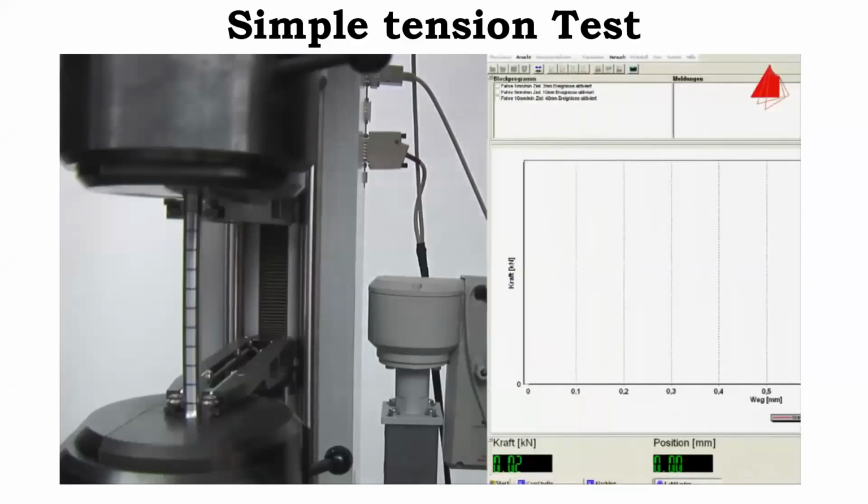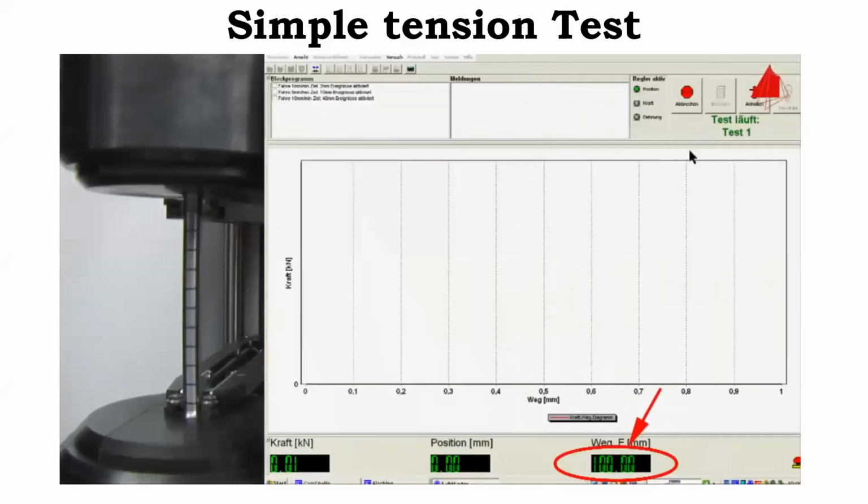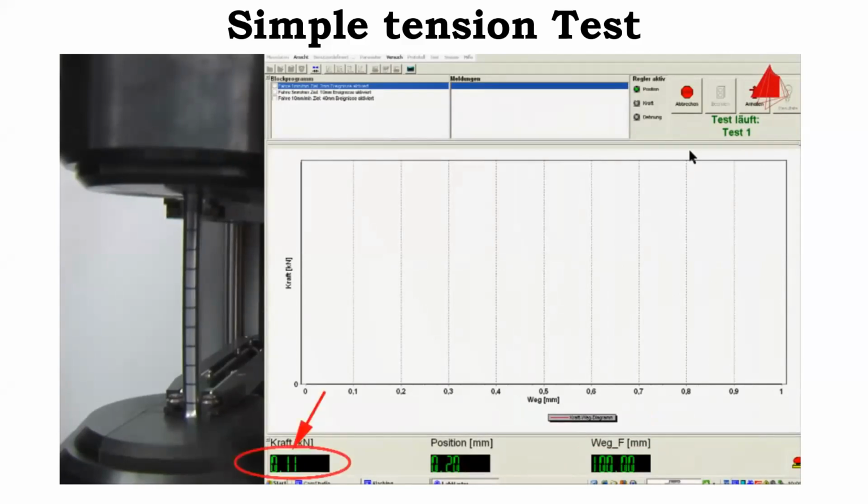The gauge length is displayed at the bottom right-hand corner of the screen. At the beginning, it amounts to 100 millimeters. During the tensile test, the test piece is slowly and constantly elongated with a standardized speed. The force that the test piece opposes to the imposed elongation is recorded and can be seen at the bottom left-hand corner of the computer display.